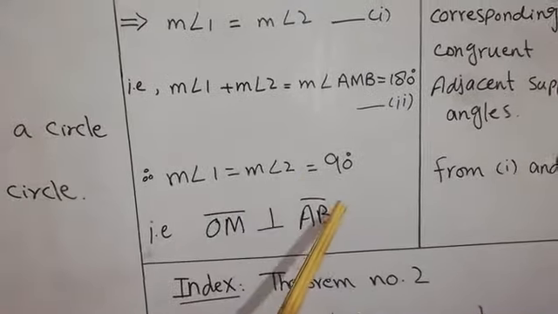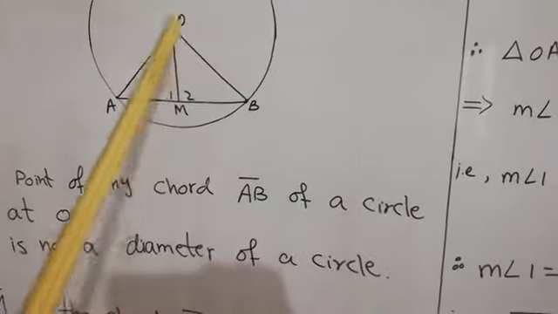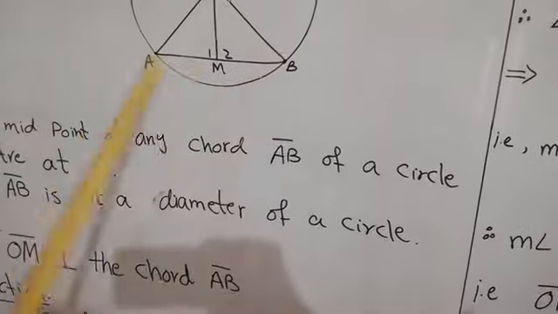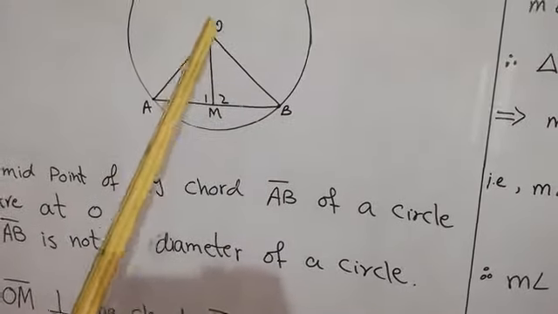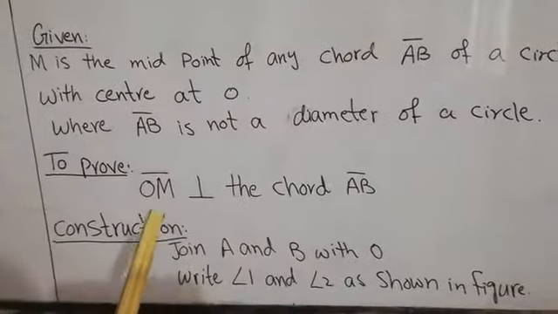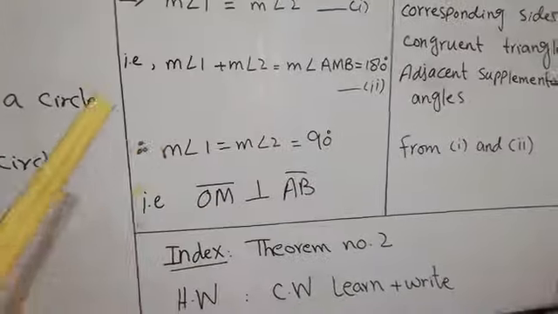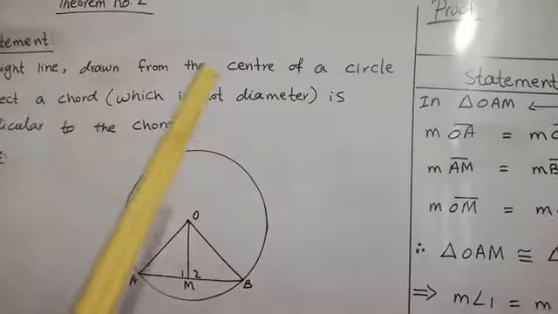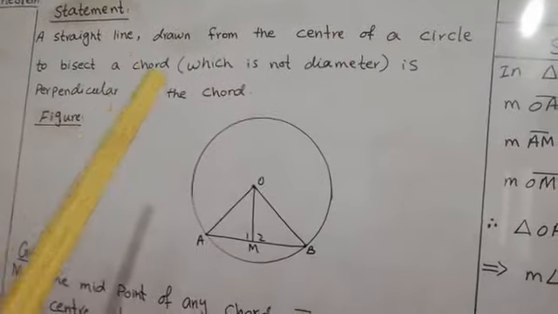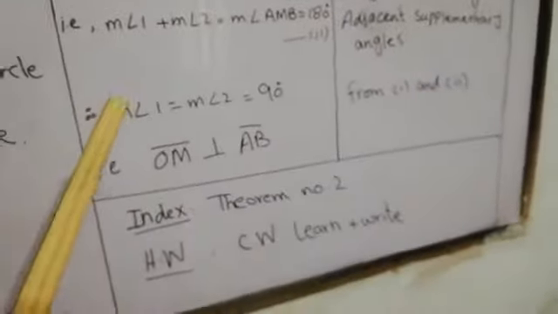This proves that OM is perpendicular to AB, because OM is perpendicular to line AB as it bisects this chord at an angle of 90 degrees. So we can say that OM is the perpendicular of AB, and this is the point which we wanted to prove. Hence we proved that if a straight line drawn from the center of the circle bisects the chord, then it is perpendicular to the chord. We have proved this in this theorem.